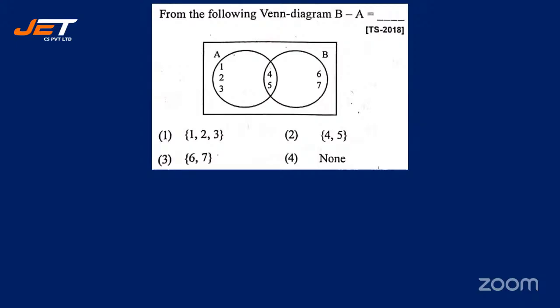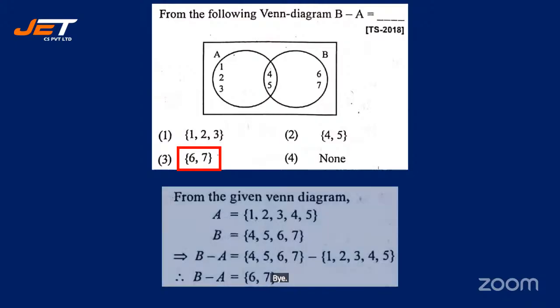All right. What does B minus A mean? What is there in B must not be there in A, isn't it? So what is there in B which is not in A? Right? So this question was asked in the year 2018. So it is 6, 7. Right. Now, see the next question.